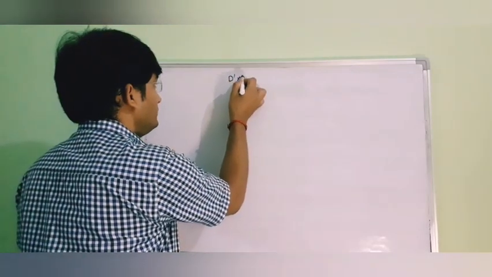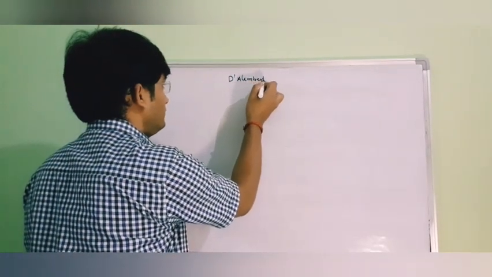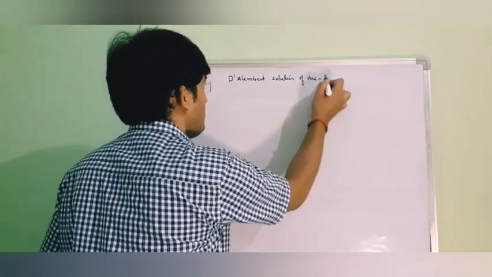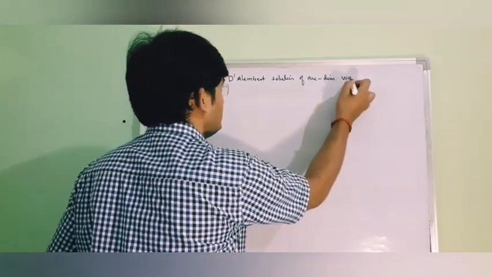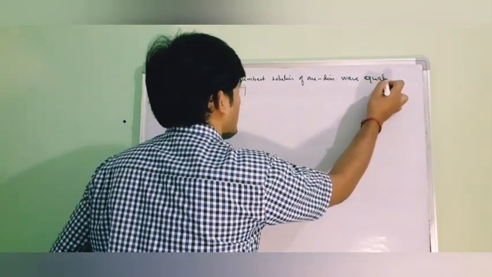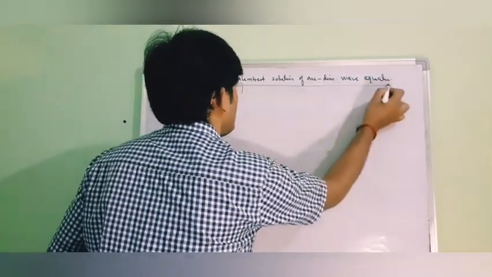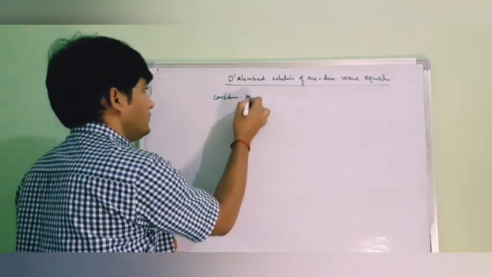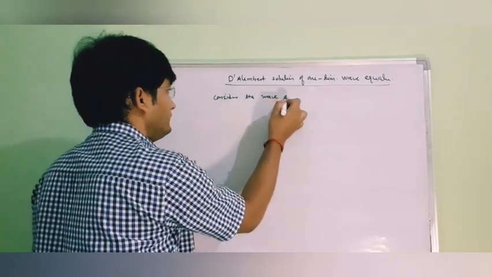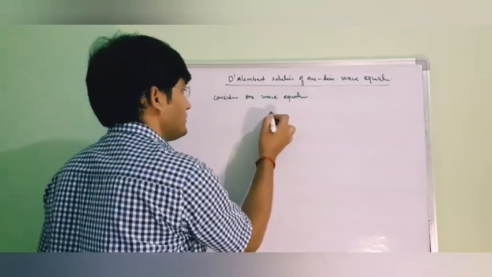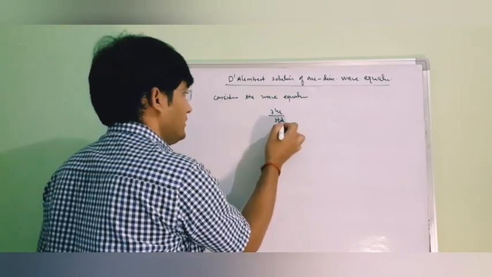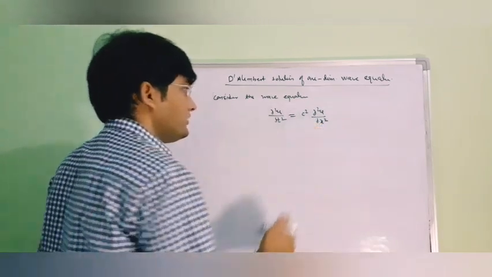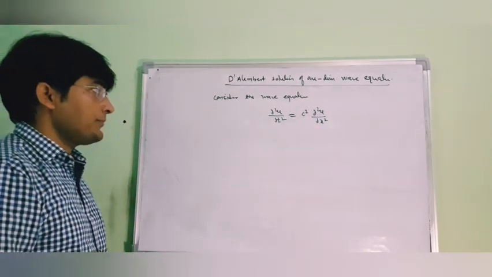D'Alembert solution of one-dimensional wave equation. So consider the wave equation, that means the one-dimensional wave equation, as del squared u upon del t squared equal to c square del squared u upon del x squared. Let us assume that this is your one-dimensional wave equation.